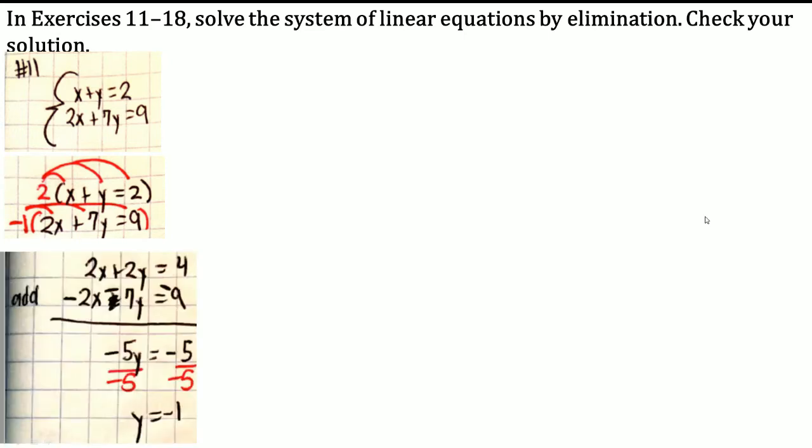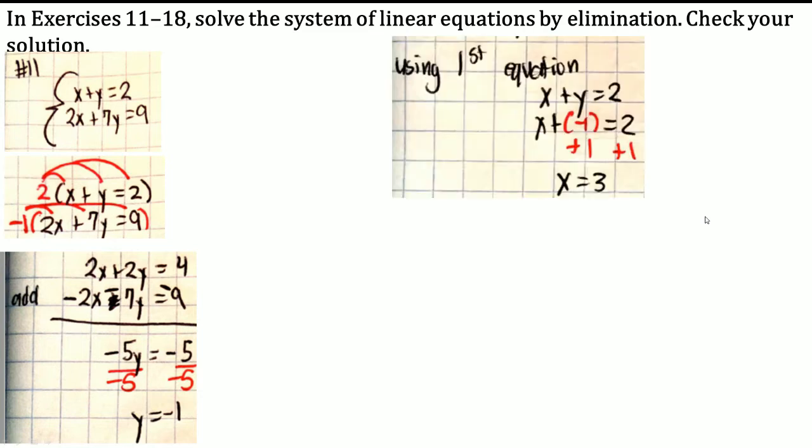This is what I got afterwards: 2x plus 2y is equal to 4, and negative 2x minus 7y is equal to negative 9. Why? Because now I can add. 2x plus negative 2x gets eliminated, becomes 0. 2y add negative 7y becomes negative 5y. 4 plus negative 9 becomes negative 5. Divide both sides by negative 5, and you get y equals negative 1.